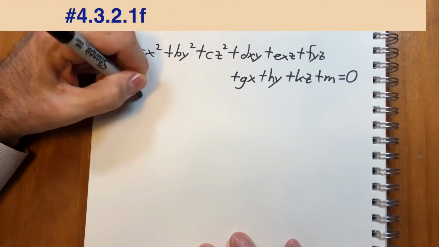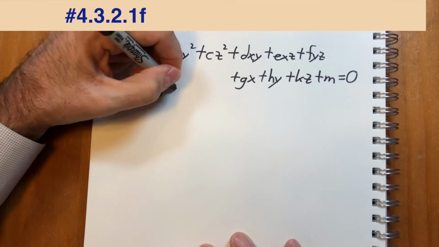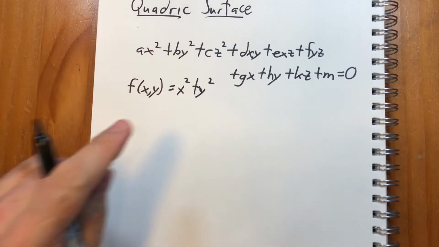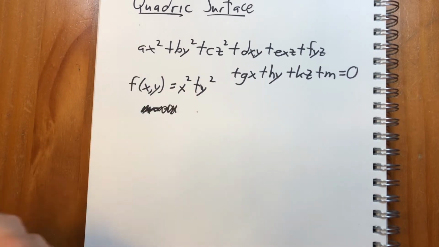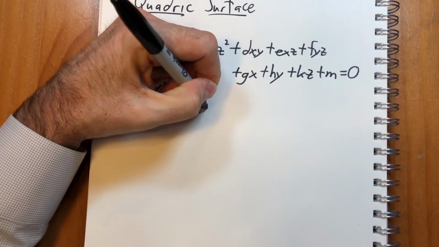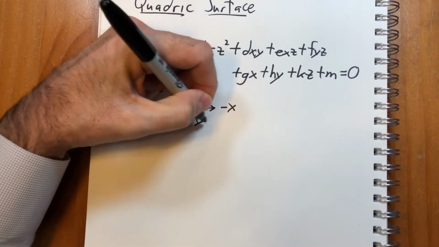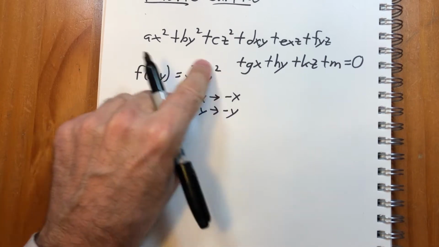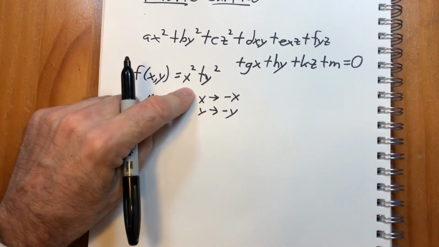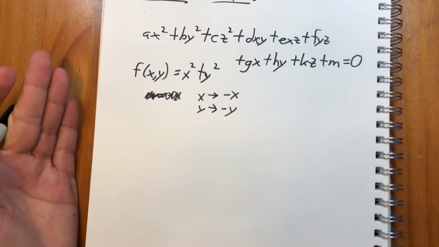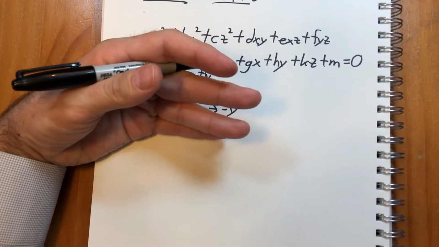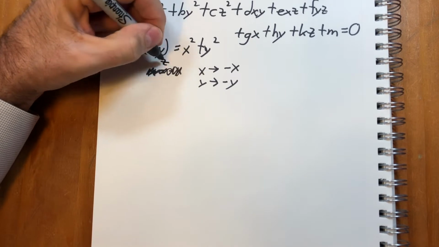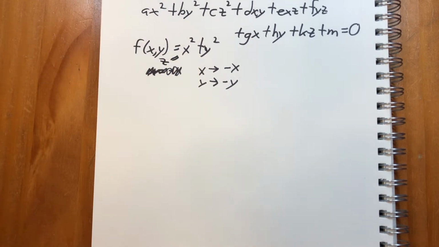So what about f of x, y equals x squared plus y squared? So step 1, symmetries. This equation remains unchanged if x is replaced by minus x and y is replaced by minus y, right? You're going to get the same result. So that means it's symmetric across the yz plane and the xz plane. Now in this case, there are no missing variables. If we replace this with z, then there are no missing variables. So what about level curves?